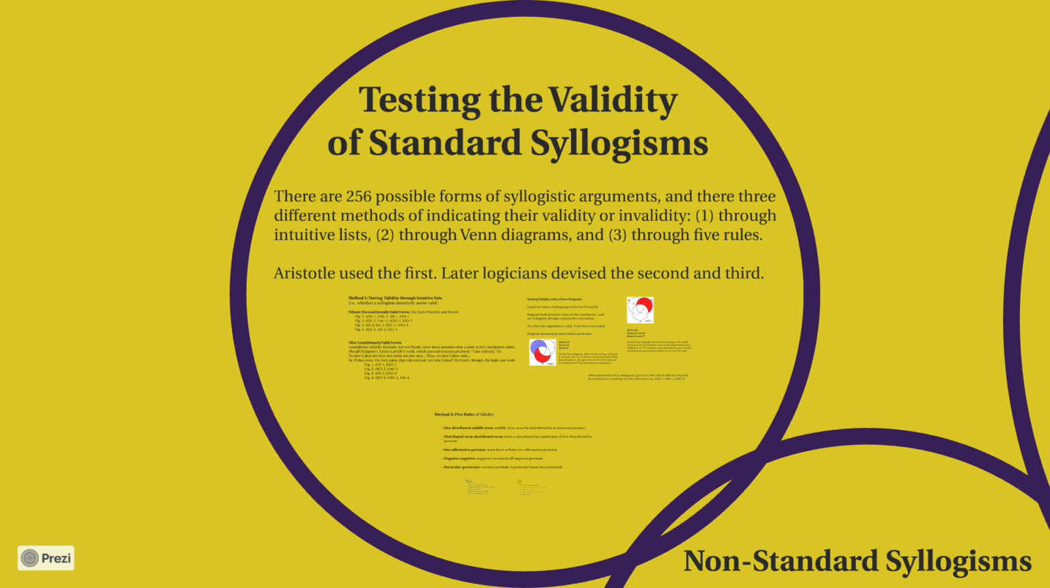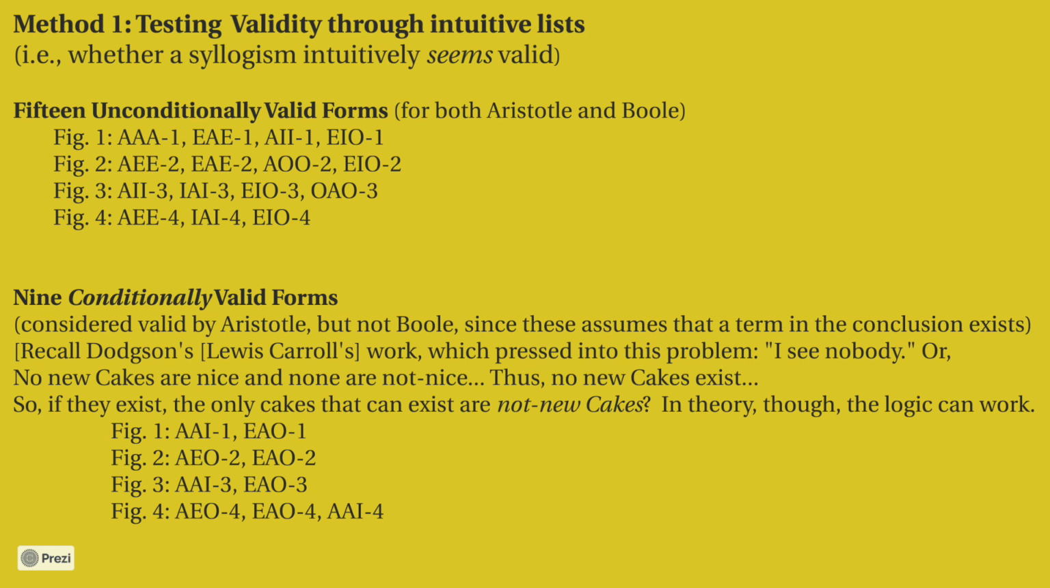The Aristotelian approach is to use what we know from a list of valid forms to see, when considering a particular syllogism, whether it intuitively seems valid. Is it like one of these other forms that we know to be valid or not? If so, intuitively then, it would seem the argument is valid. Now, from an Aristotelian perspective, we can get a list of 24 valid forms. But from a Boolean perspective, we need to be careful with 9 of these 24 forms, understanding them as conditionally valid rather than absolutely or unconditionally valid. Boole and Aristotle both agree on 15 forms, so we can call these the unconditionally valid forms.